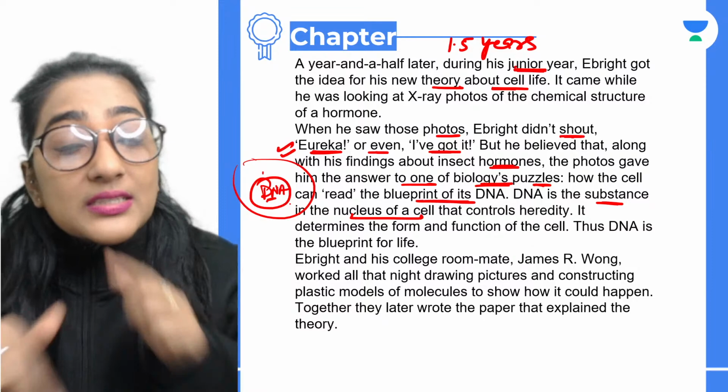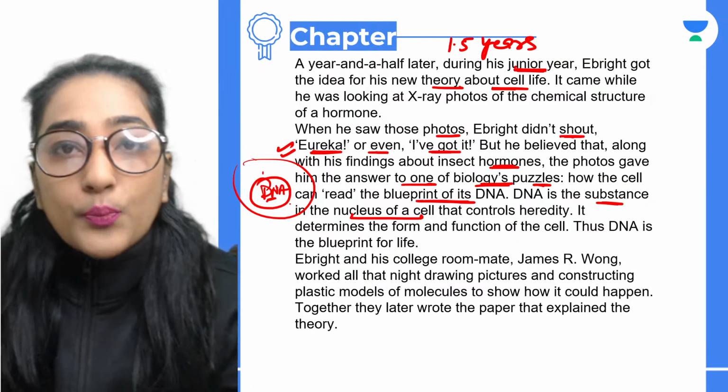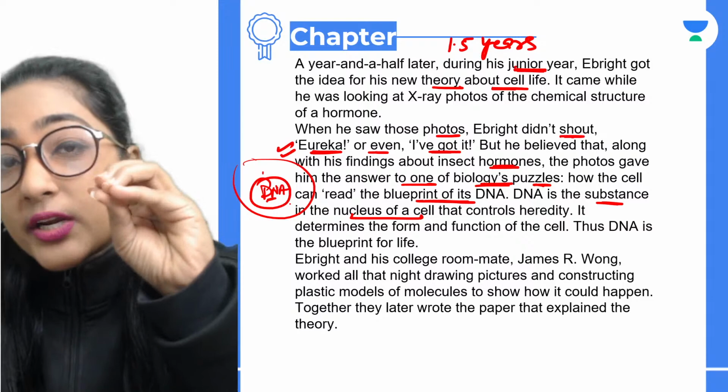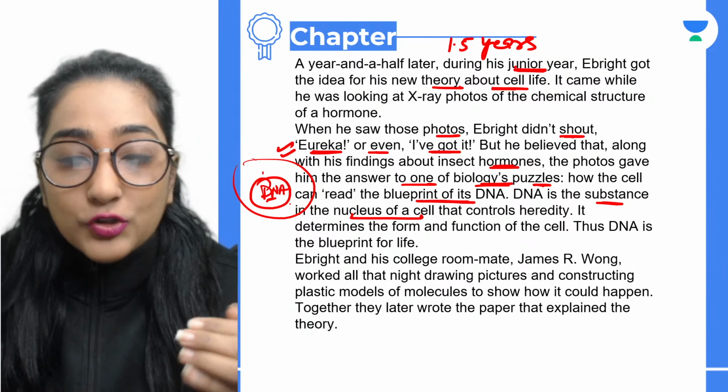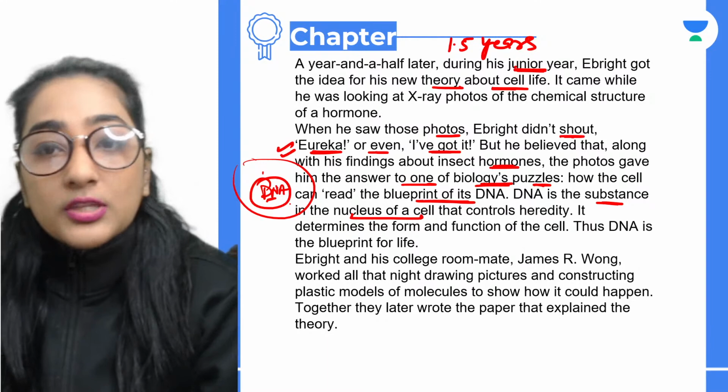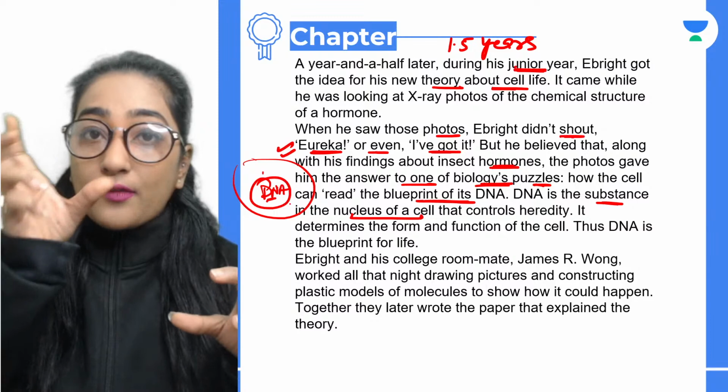So this is what he found. He found ki cell read kar sakta hai blueprint of its DNA. Okay, aur DNA hota kya hai? Wo ek cell ka nucleus. Nucleus is the main part of the cell, जिससे कि हेरिडिटी को आप कंट्रोल कर सकते हो. That means कि उससे life आगे generate होती है. So आप DNA के through heredity को control किया जा सकता है. That yes, it belongs to this. So it determines the form and function of the cell. उससे हमें जो cell का function और form पता चलता है.